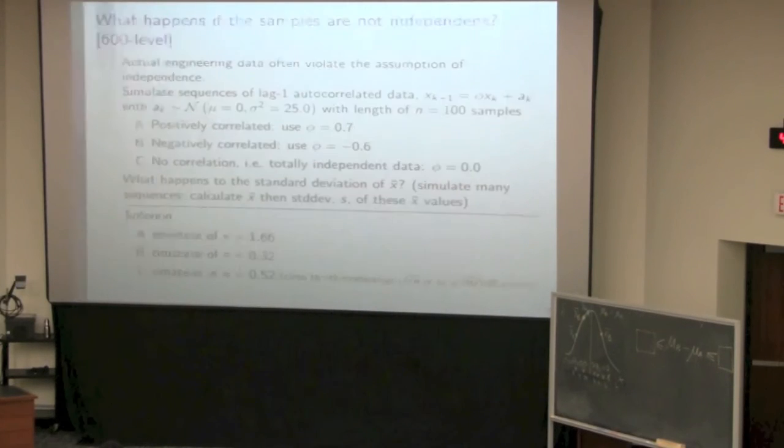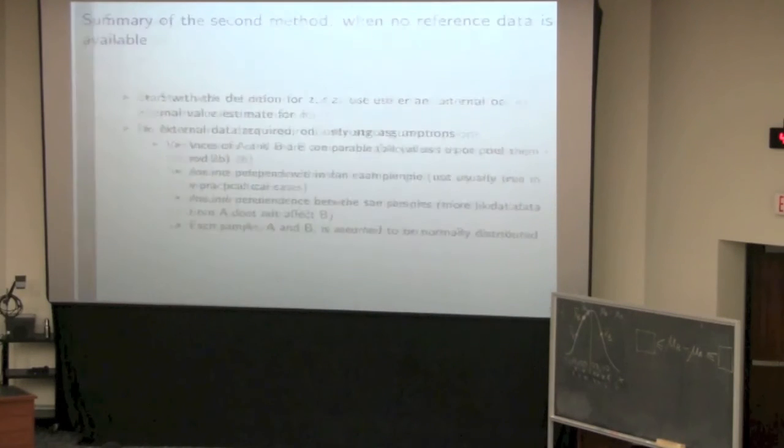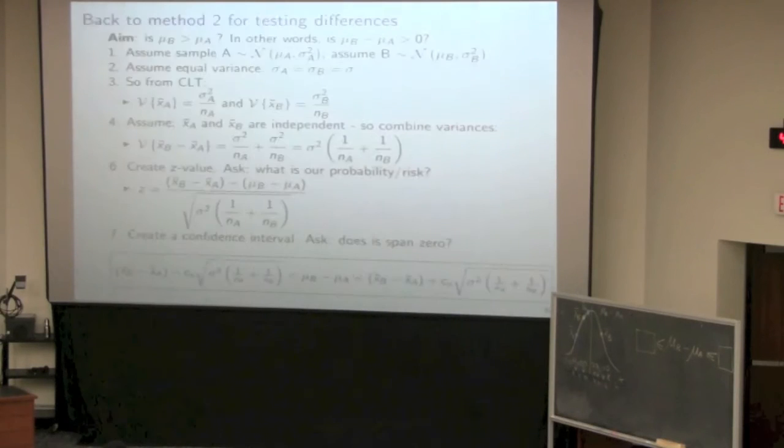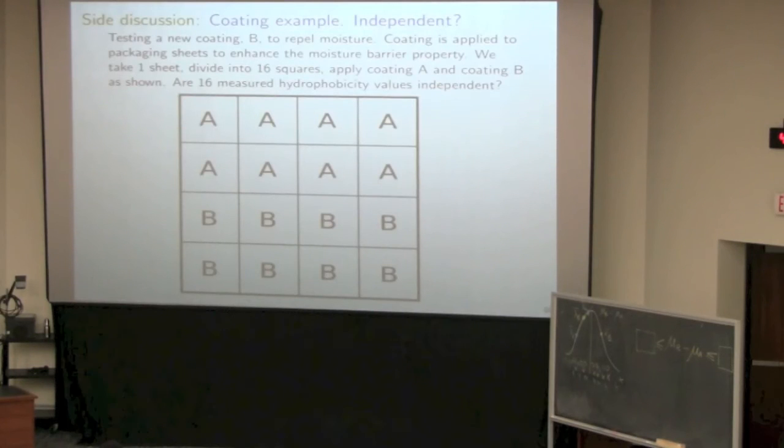So that's a summary of that situation. Now I wanted to just talk a little bit about this assumption of independence. To do that, let's go back to the slides that have the grid A and B on it, and just talk about this. This is an important assumption that you make in using that test for the calculation of the law, is the idea of independence.